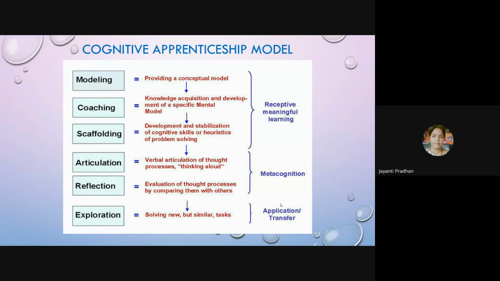Anybody now confident to discuss? Who will discuss first one, modeling? Modeling, that is providing a conceptual model, ma'am. That means we have to provide some concept to the students that we want to discuss or teach them. Providing a conceptual model, the brief idea about any concept.